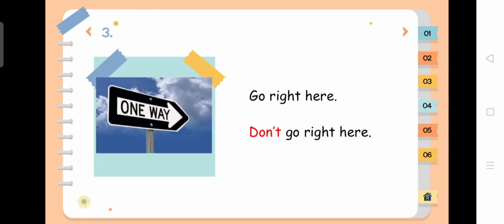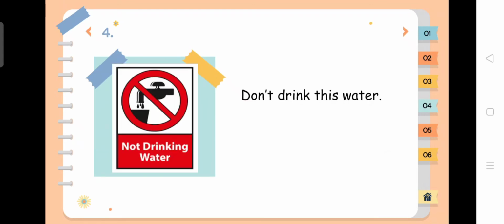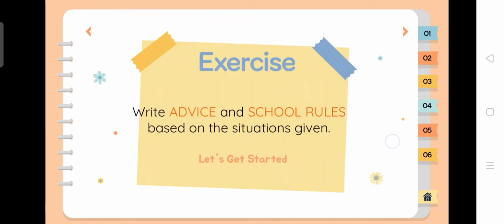Let's look at number 4. Don't drink this water. Is it affirmative or negative? Yes, this time this sentence is in negative imperative form. So you have to change it to affirmative. Now, what's your answer? Yes, drink this water. Okay.